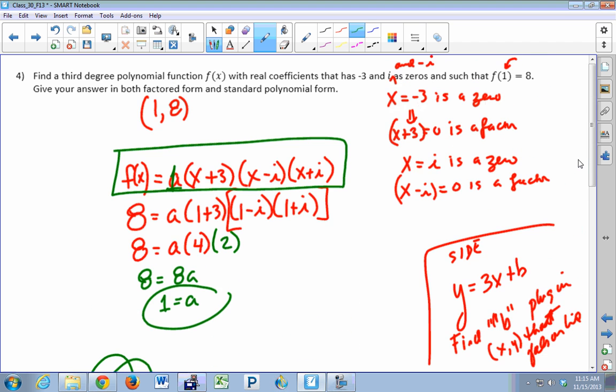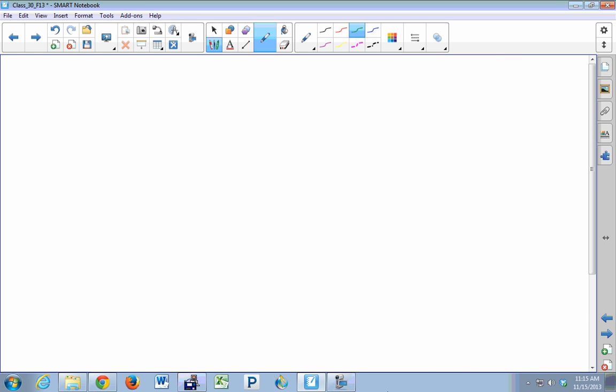Oh, we're not done. We've done the factored form. Now we've got to do the polynomial form. Need a new piece of paper for me. So let's do that together. It's not hard. It's x plus 3. What was it? x plus 3, x minus i, and x plus i?